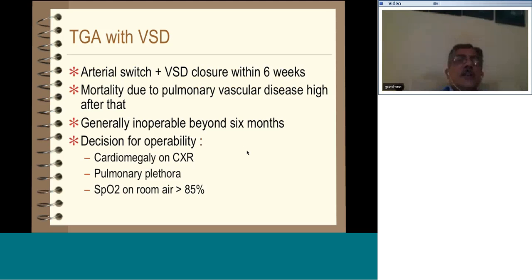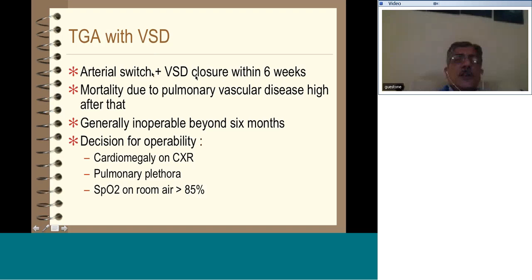So the recommendation is that in patients with transposition and ventricular septal defect, you do an arterial switch operation with VSD closure, but preferably within 6 weeks of life, because after that, one does get problems with pulmonary arterial hypertension in the postoperative period. And if it is delayed, then these patients develop pulmonary vascular disease, and if one does an arterial switch in that situation, then mortality can be higher. These patients are generally inoperable beyond 6 months of age, and therefore beyond this age, one has to very critically assess each patient to evaluate their operability.